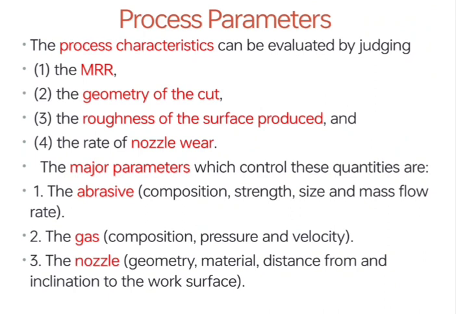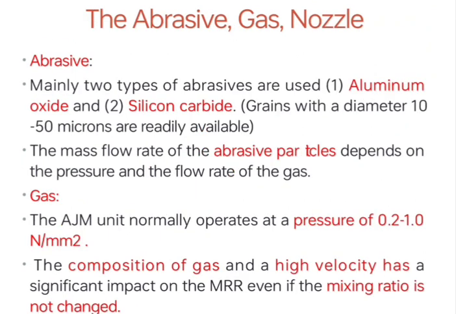And also, the major parameters which control these quantities are, first, the abrasive. Abrasive parameters include composition, strength, size and mass flow rate. The second is the gas, which includes composition, pressure and velocity. Finally, the nozzle parameters are geometry, material, distance from and inclination to the work surface. The main parameters of abrasive, gas and nozzle have various types. We will see them one by one.